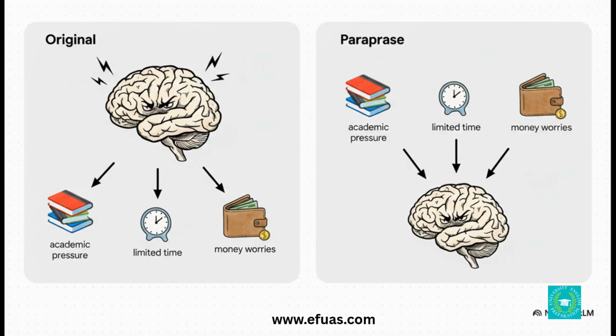Then, Step 3, we flip the structure. The original starts with the main idea, stress, and then lists the causes. Our paraphrase starts with the causes, the pressure, the time, the money worries, and then states the result, stress. And finally, Step 4, we check the meaning. It's the same. This is another really good paraphrase.